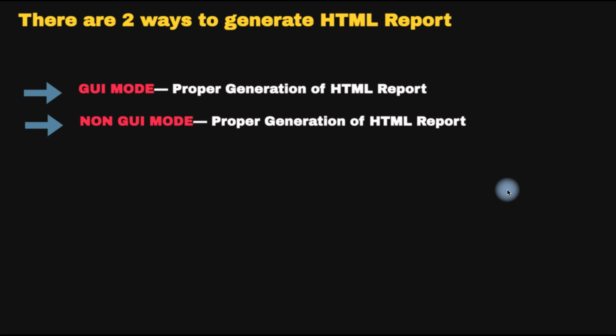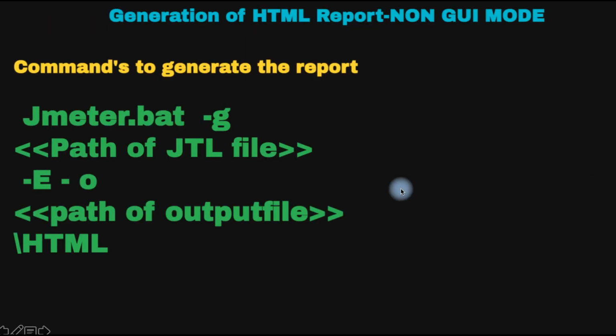What are the commands we can use to generate this HTML report? The command is here. To generate this HTML report, we need a JTL file of your execution and you need to run this command. The command needs to be run in the Apache JMeter bin folder. Open the command prompt in the Apache JMeter bin folder and write this command.